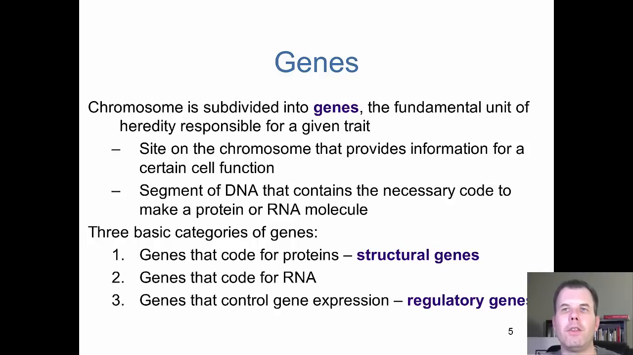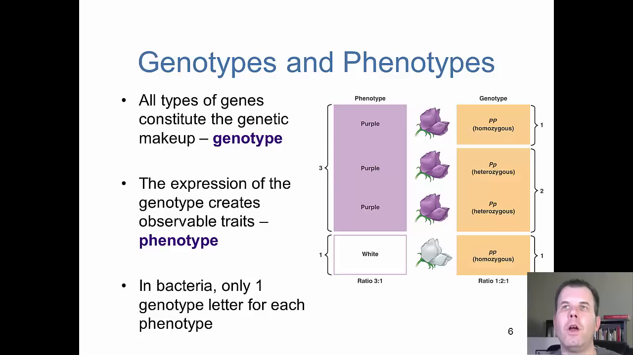And then finally, the genes that control the gene expression, these are regulatory genes. So these regulate or turn things on, turn things off. And so these are going to be important, again, when we talk about the operons and the induction, repression. And again, that's going to be in the next unit when we talk about these different things being turned on and turned off.